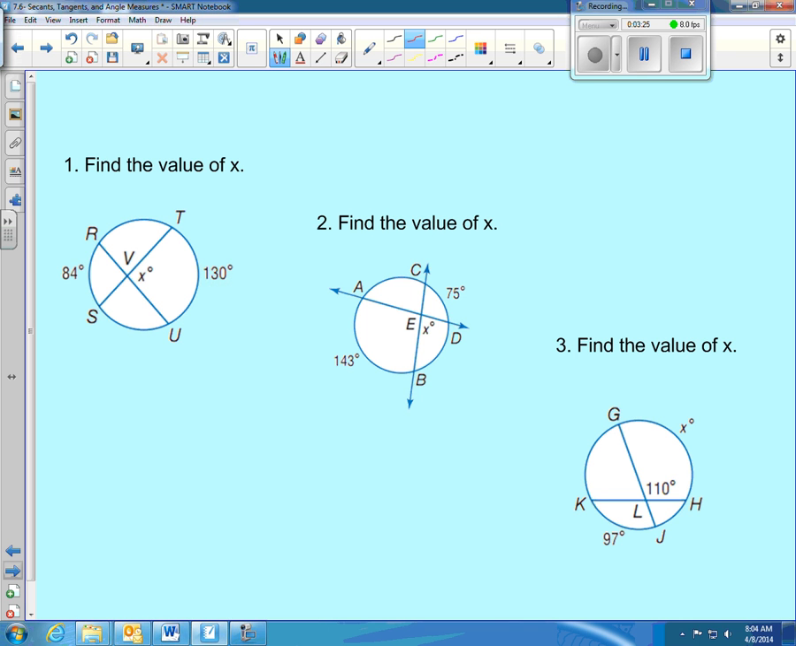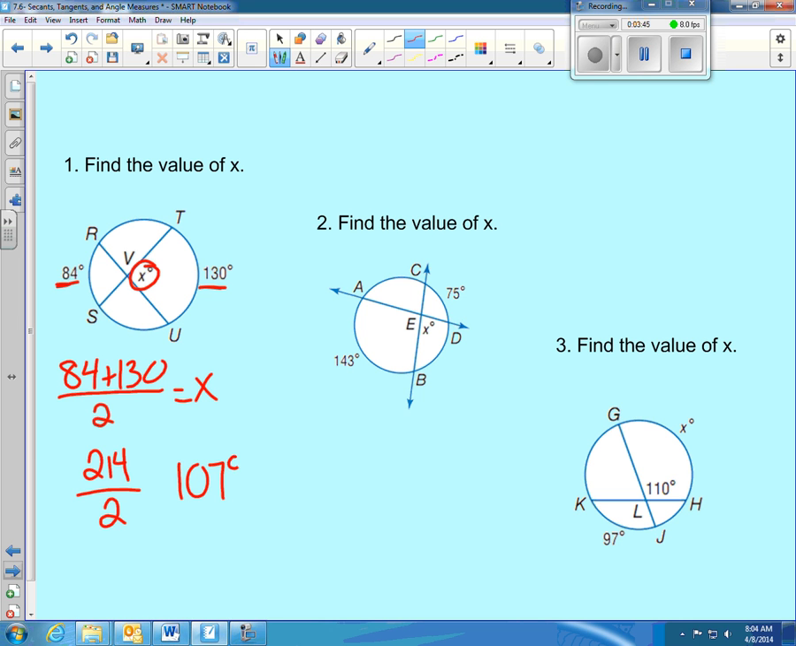So in number 1, let's add our two arcs, and notice our angle is in between the two arcs. So we're going to add the 2 and divide by 2, same thing as multiplying by 1/2, and that's going to get us x. So we have 214 divided by 2, so our angle is 107 degrees.